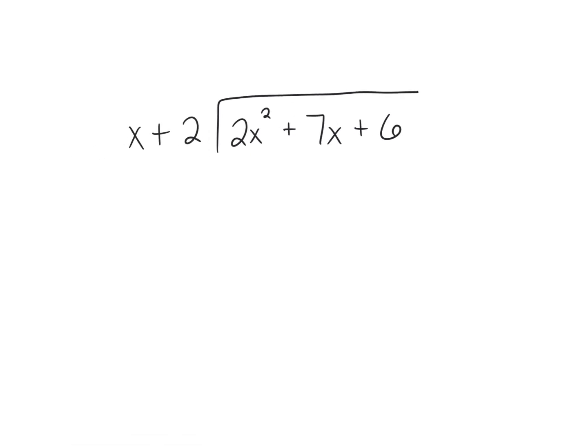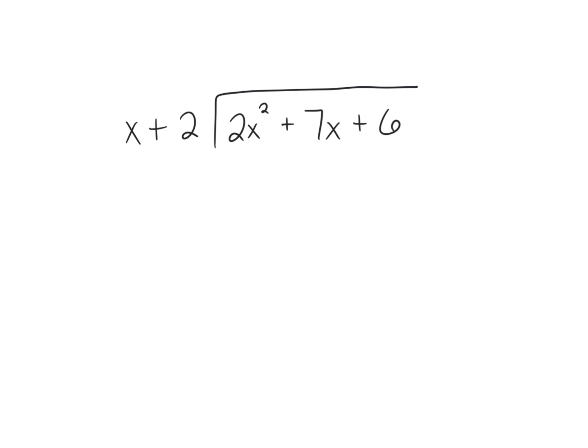Example C on the front page of your notes. What would go on the inside? 2x squared plus 7x plus 6 divided by x plus 2. Let's walk through this again. What do I ask myself? What do I need? How can I turn x into 2x squared? I need a 2, and I need an x.